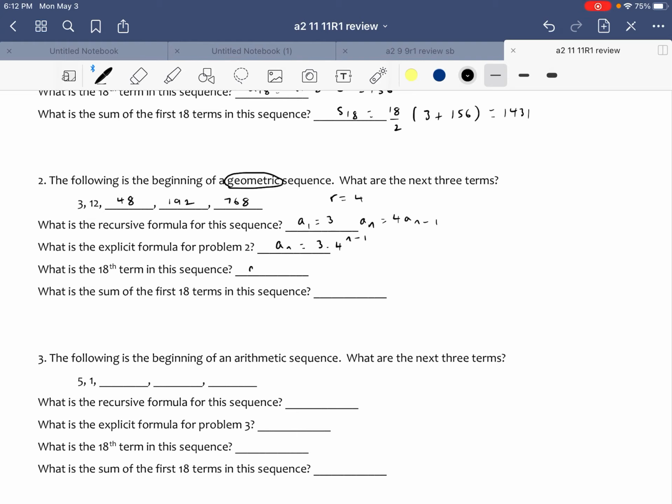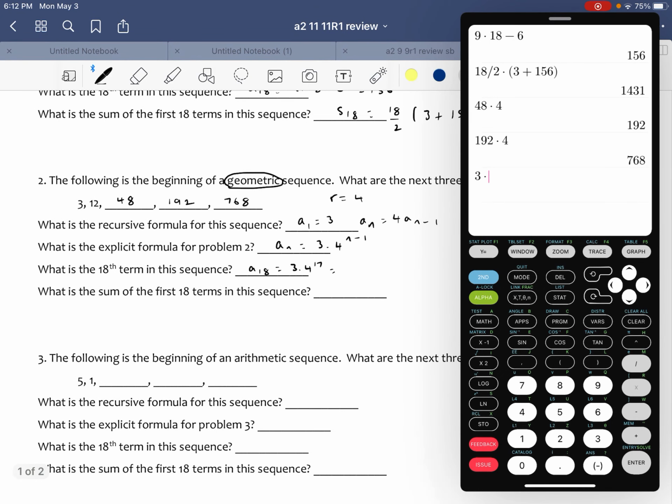What is the 18th term? I'm going to use the explicit, and I'm going to plug in an 18. So 18 minus 1, 17th power. 3 times 4 to the 17th. Wow.